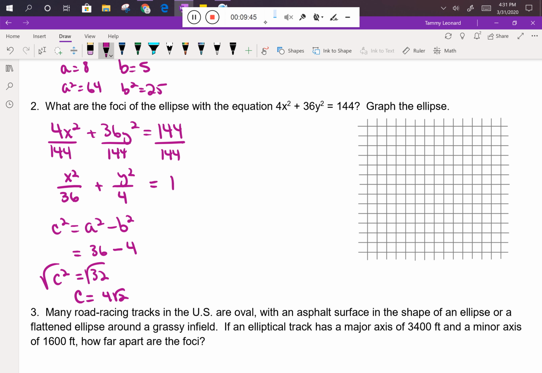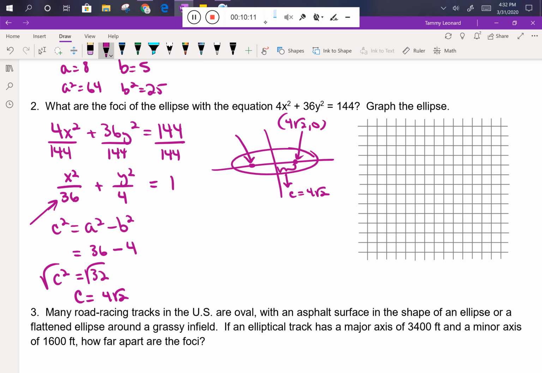So first of all, let's look at the foci. We have to find those two coordinates. Since this ellipse is centered at the origin, and since the larger number is underneath x, we know it's horizontal. So I know I'm centered at the origin, and I know it's a horizontal ellipse, so my foci are here and here. Well, this distance, the focal length, is equal to 4 root 2. So that means that this point has coordinates (4 root 2, 0). And this one over here is (negative 4 root 2, 0).